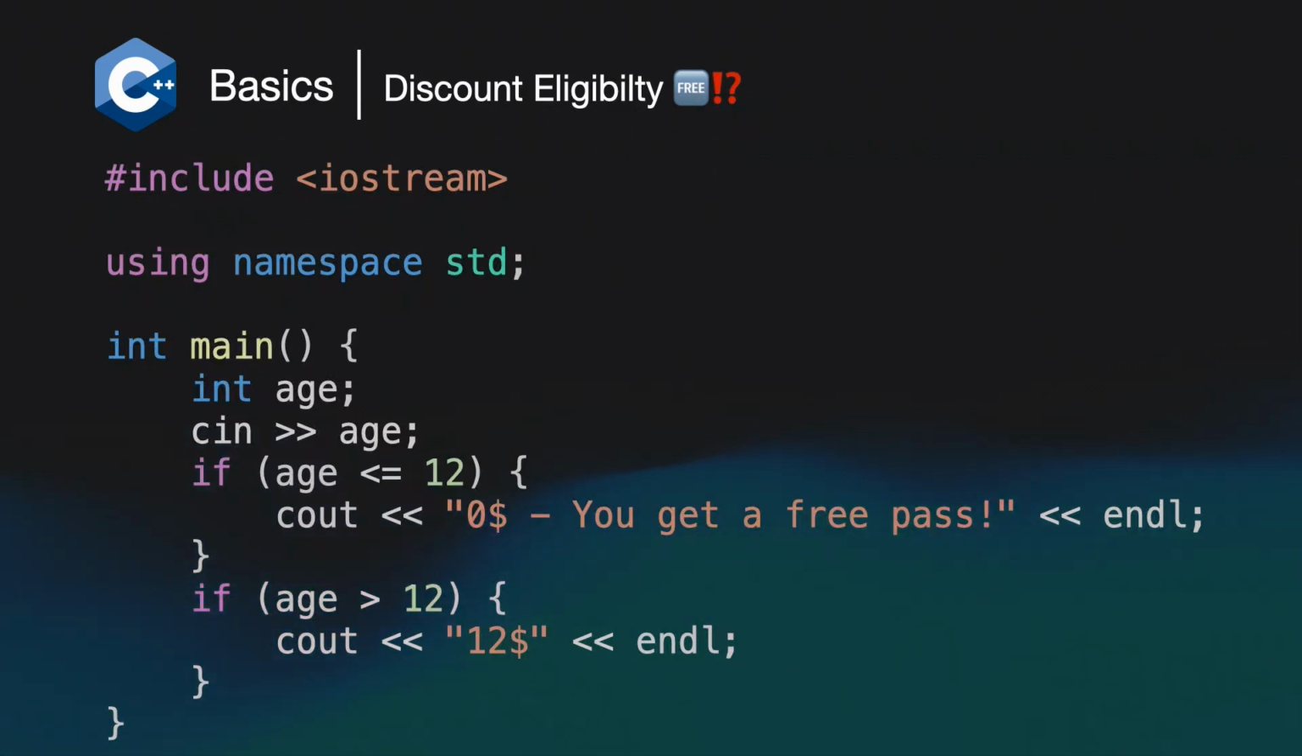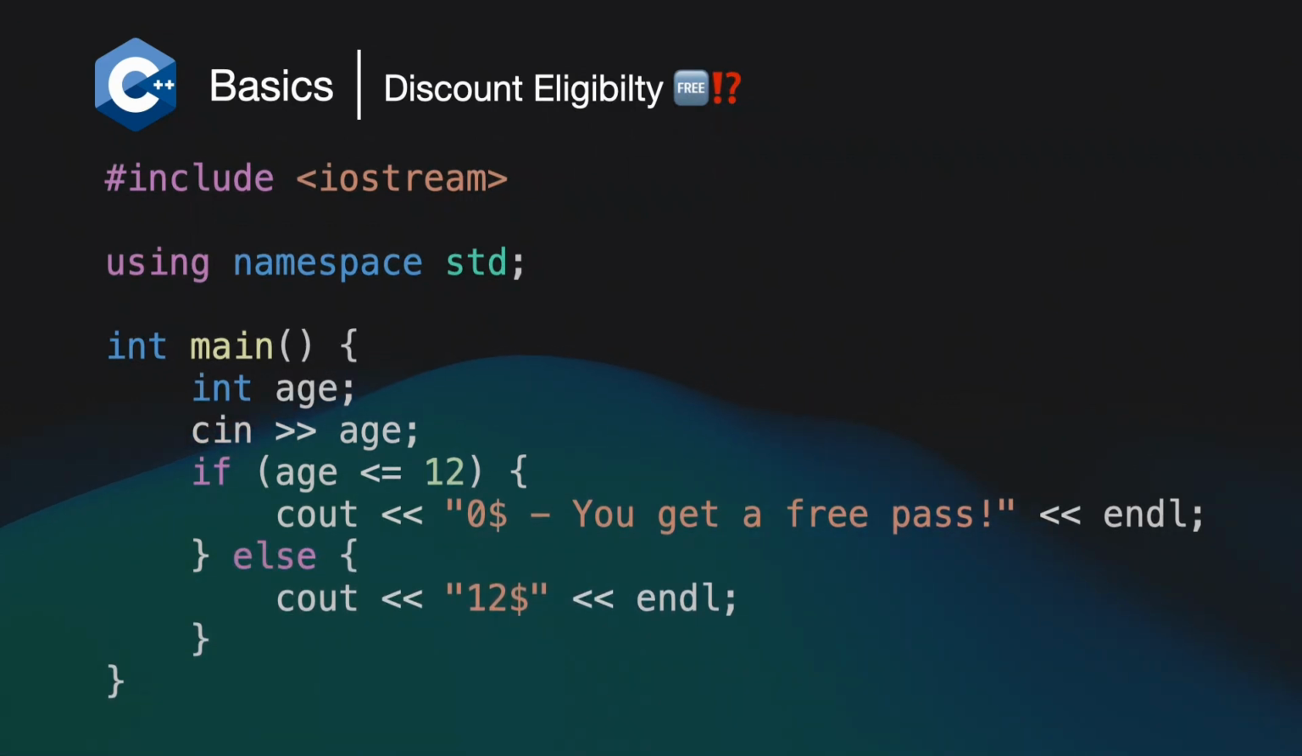Currently, our code has two if statements checking opposite conditions. One is checking if the user is 12 or younger, and the other is looking for the exact opposite of that, users older than 12. In this scenario, we can replace the second if statement with an else statement. An else statement will run only given that the if statement's condition isn't met.